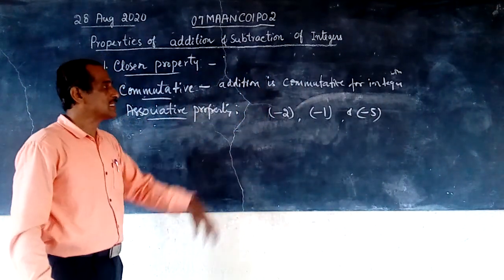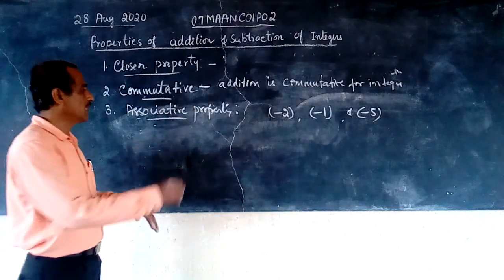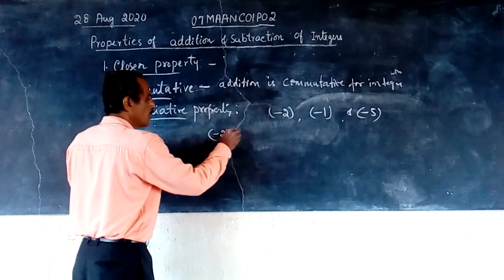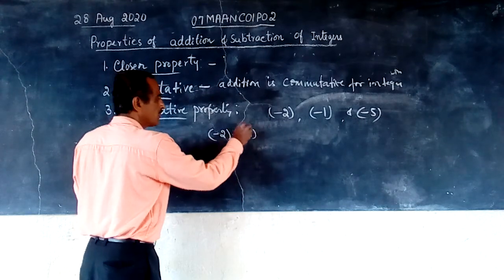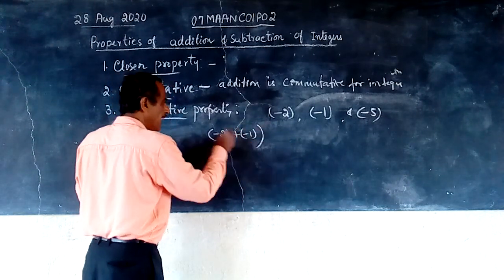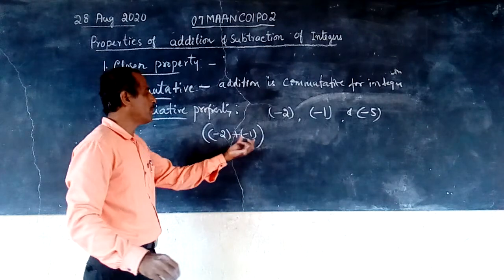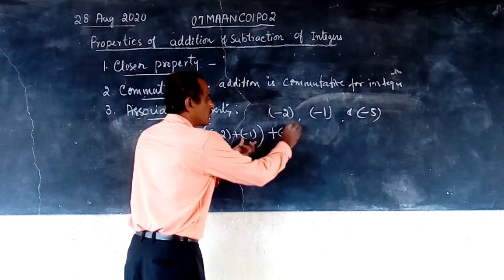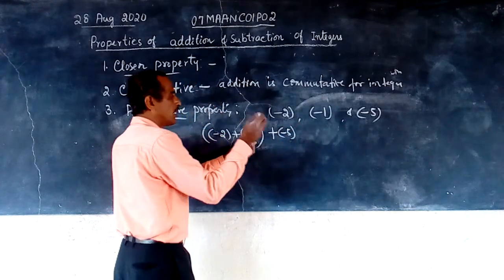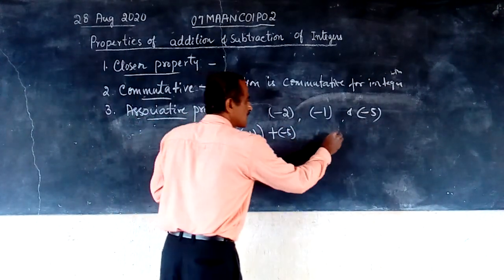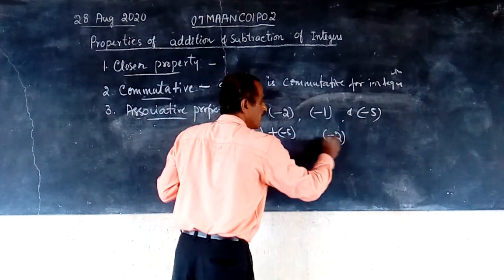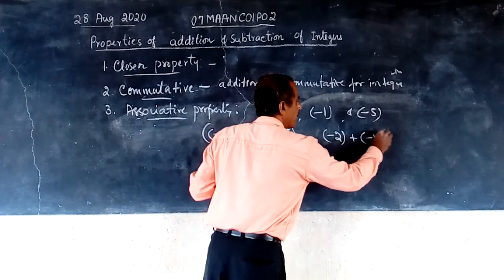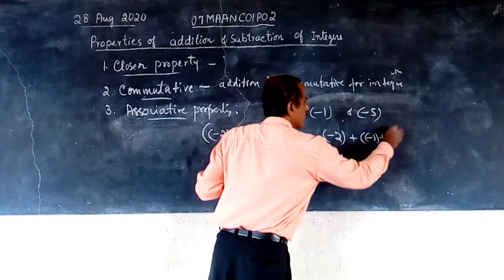If these three integers are taken together, the sum of -2 plus -1, if these two numbers are grouped, and you add the third one, -5, to this, is equal to the first number added to the sum of the next two numbers, -1 plus -5.